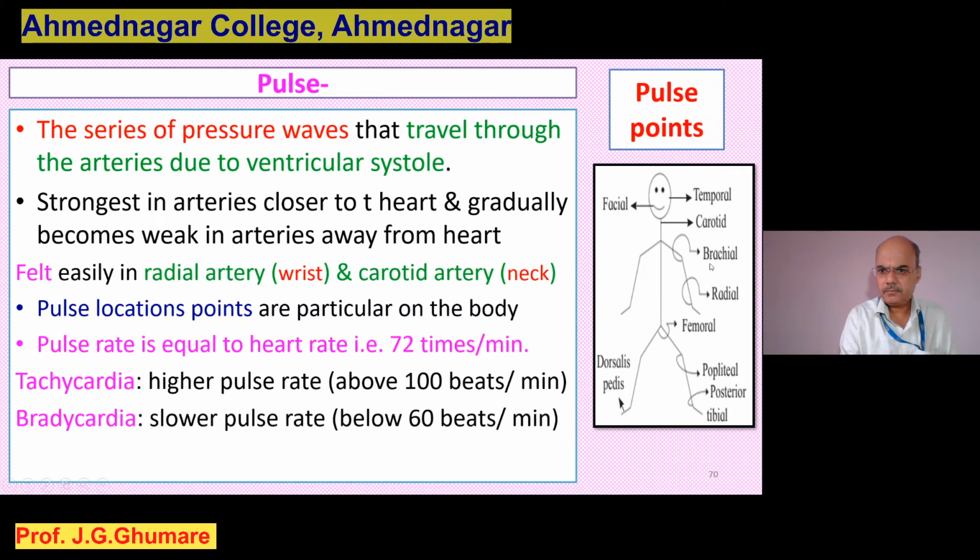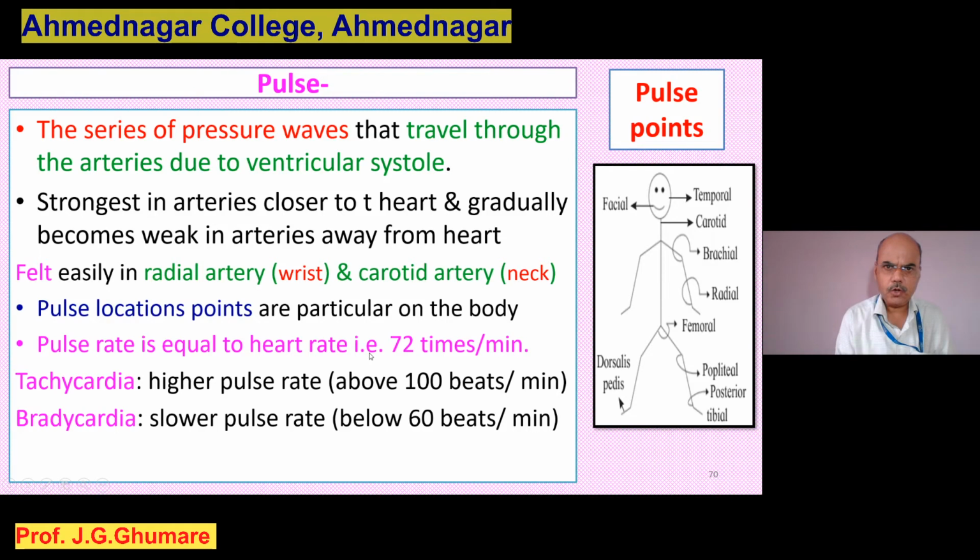Remember, we have those particular points present in the body. Two I have shown here. The radial artery is present in the wrist region, and the other one is called the carotid artery in the neck region. A few more points are there that you can study. These are called pulse location points in the body. Remember, one heart ventricle contraction develops one cycle in the heart, and that way one jerk in the artery, that is called pulse. So remember, pulse rate is equal to the heart rate.